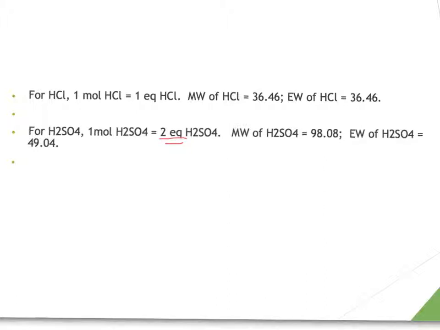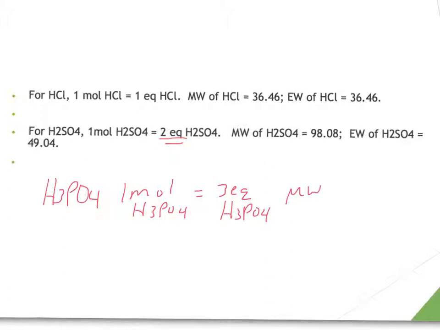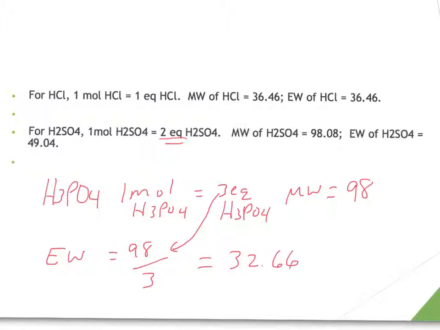So let's look at H3PO4. 1 mole of H3PO4 equals 3 equivalents of H3PO4. The molecular weight from the periodic table is 98. The equivalent weight would be the 98 divided by 3 from the equivalents, and therefore would be 32.66.